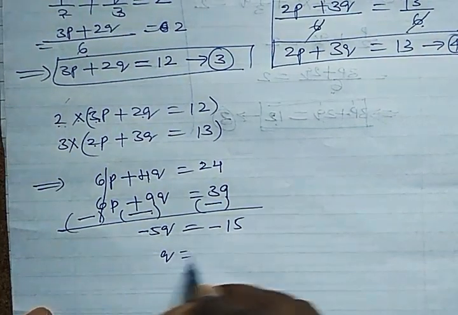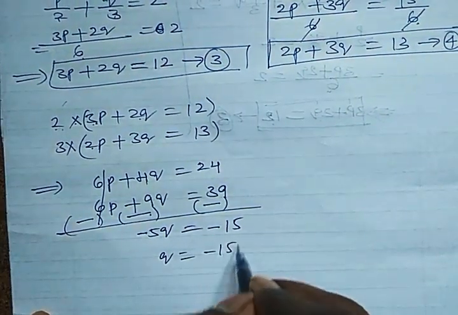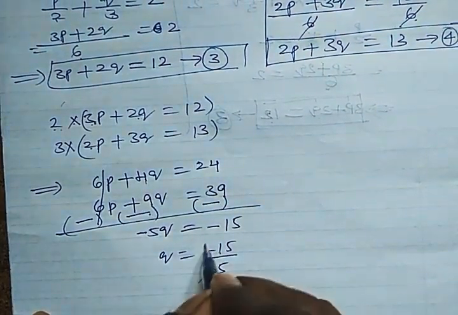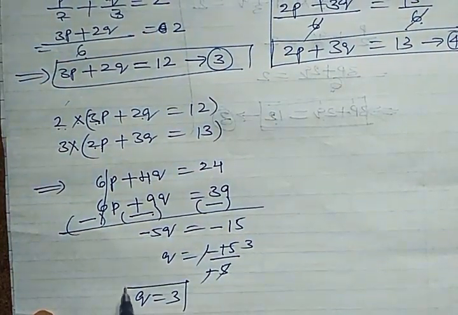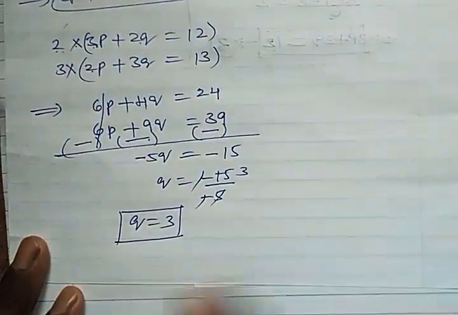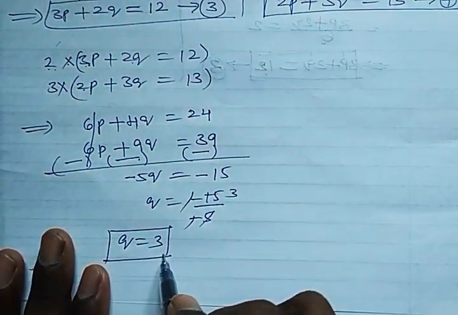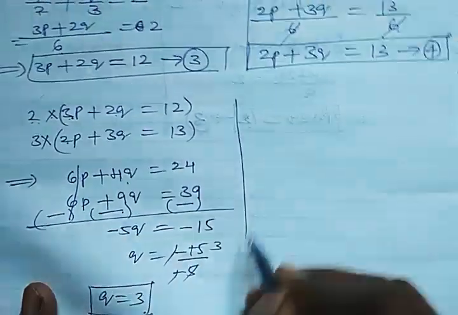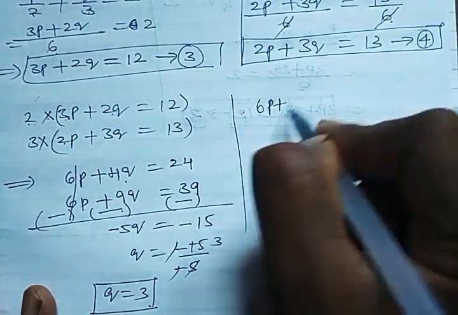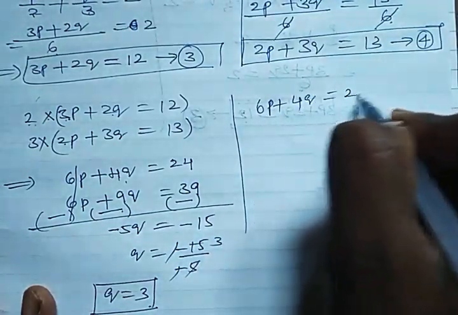So q is equal to minus 15 by minus 5. Minus minus cancel, 5 ones are 5, 5 3s are 15. Q value we got is 3. Now replace this q value in one of these equations. Let us take 6p plus 4q is equal to 24.